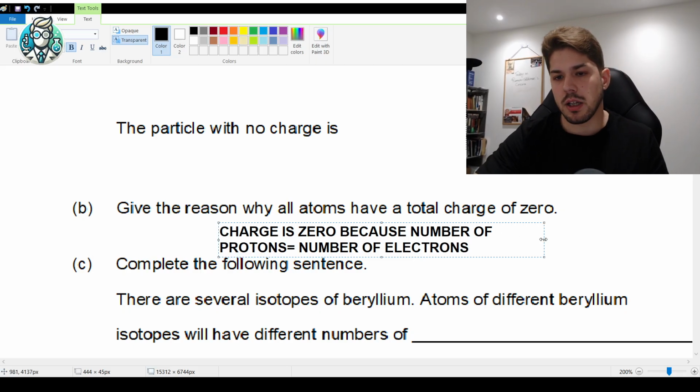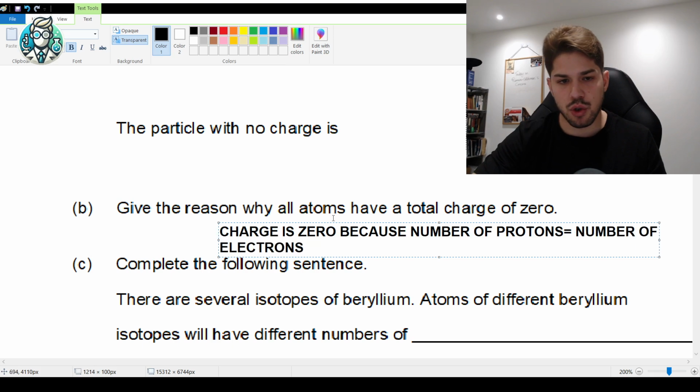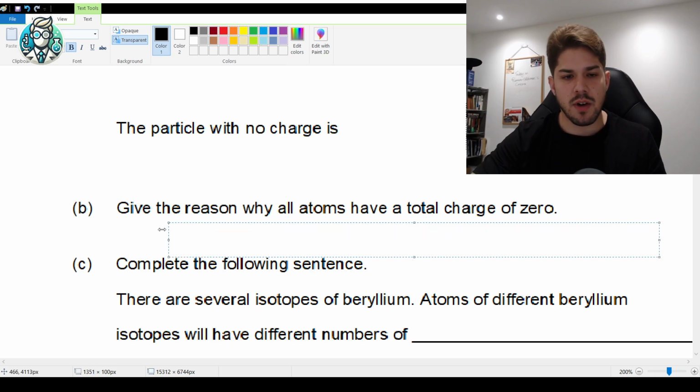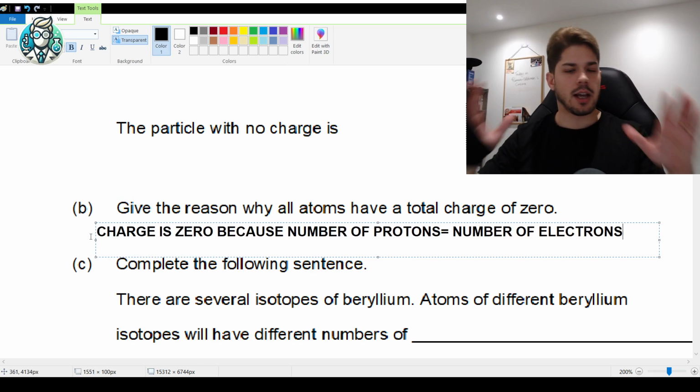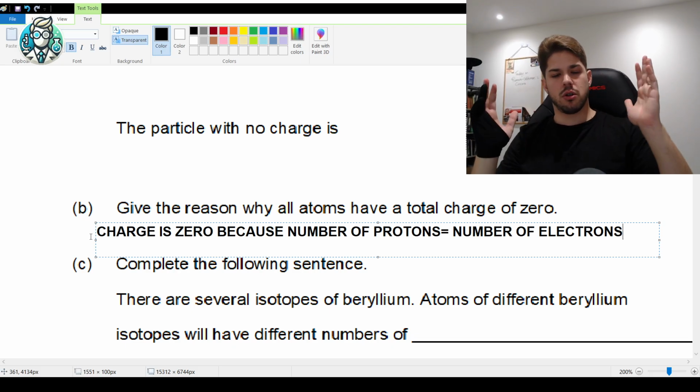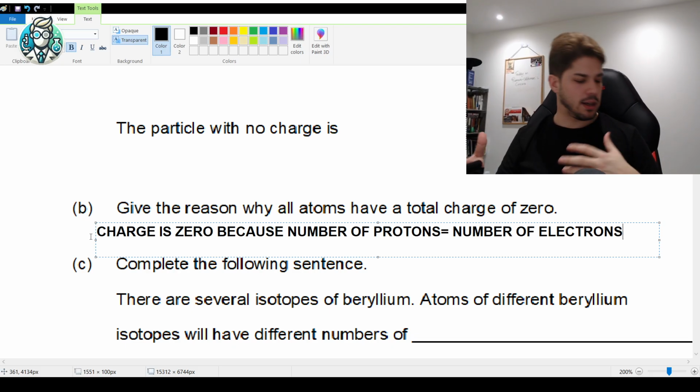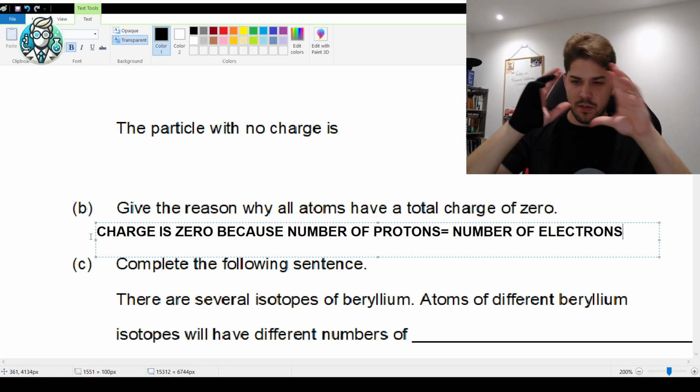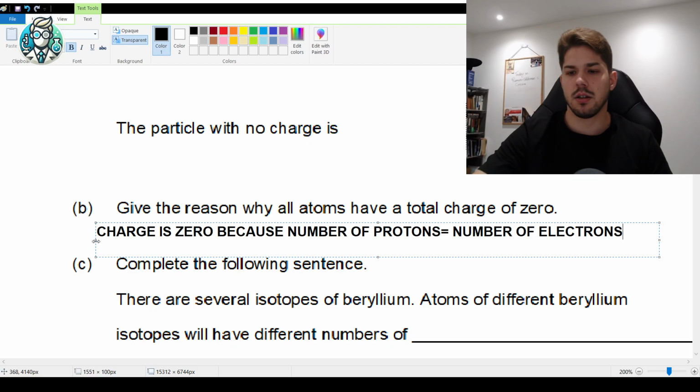I know we are mixing here with chemistry, but as I say to my students all the time, whenever you are revising, don't revise like knowledge is like a box and it's not connected with anything else. All the knowledge, everything you learn is connected.